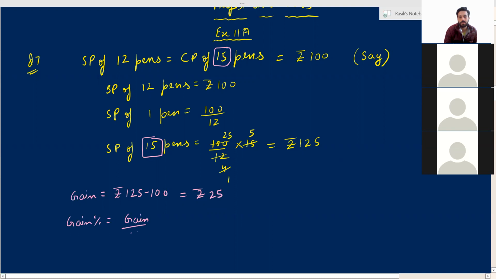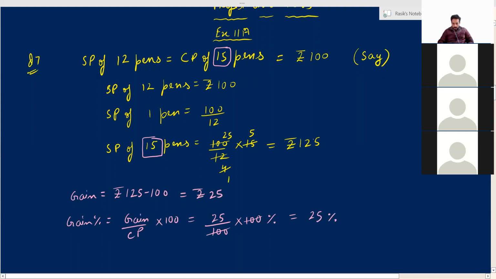Formula, gain upon CP into 100. That means 25 upon 100 into 100%. Cancel out this 100 and 100. 25% gain. Clear, all of you?